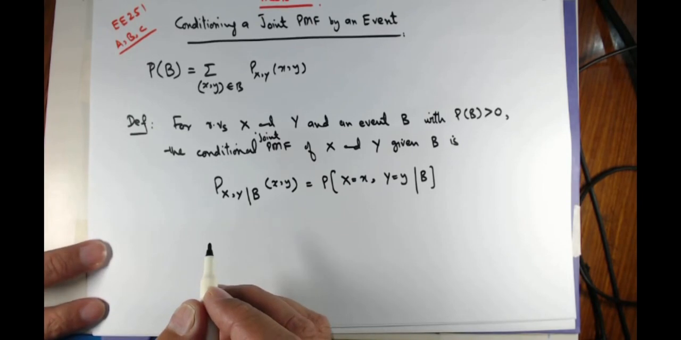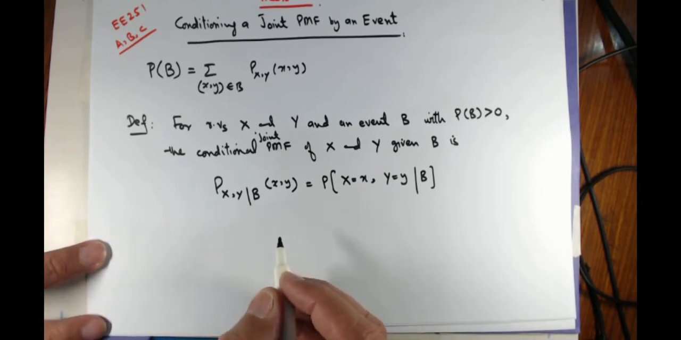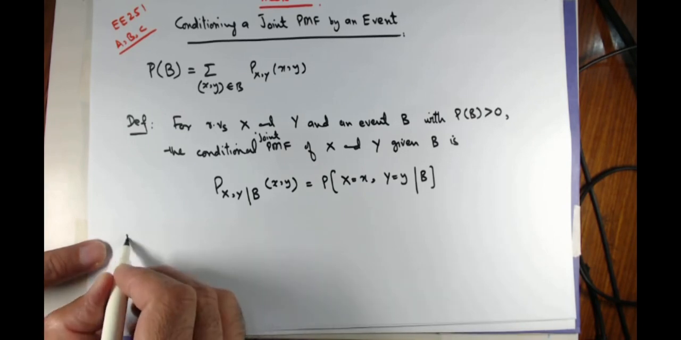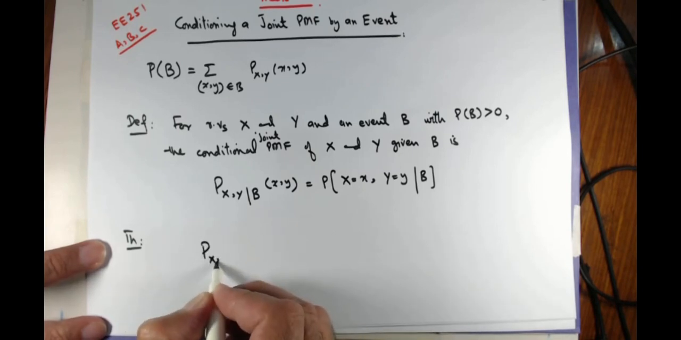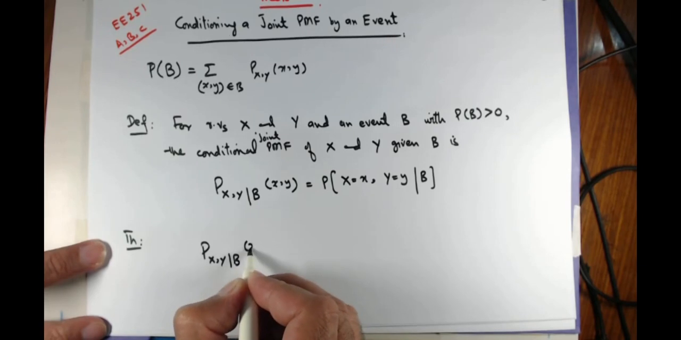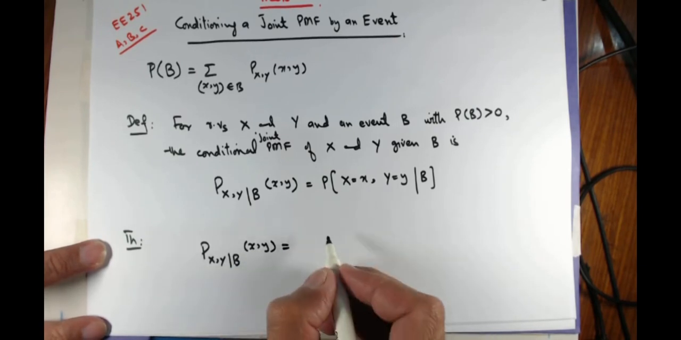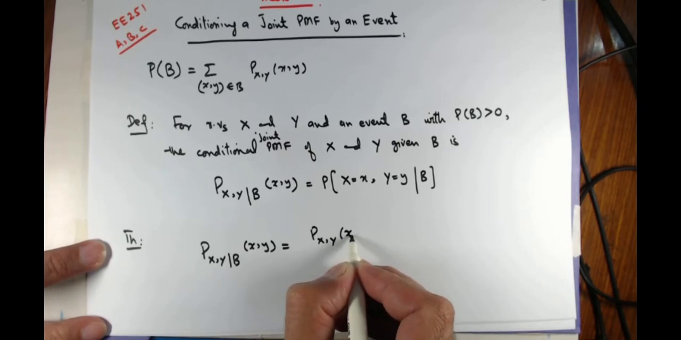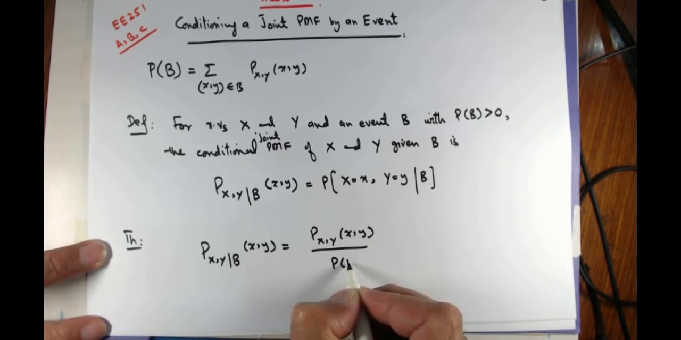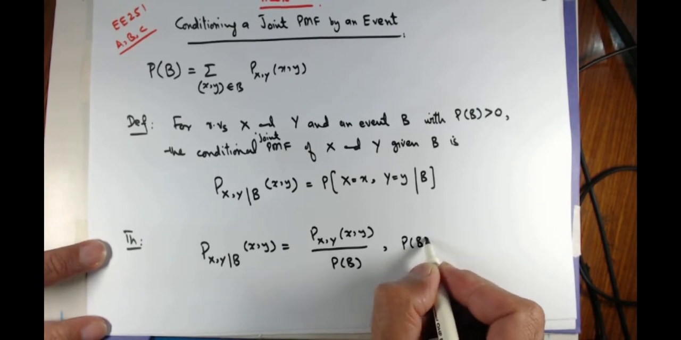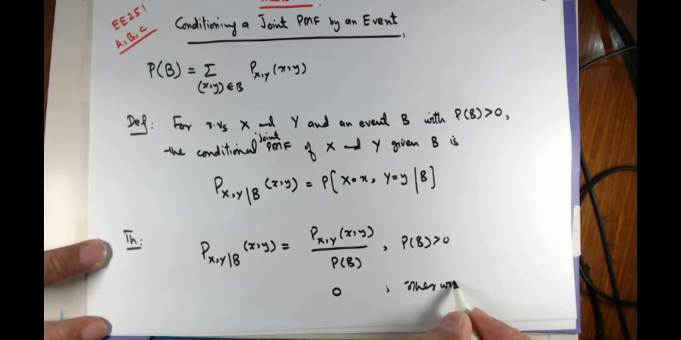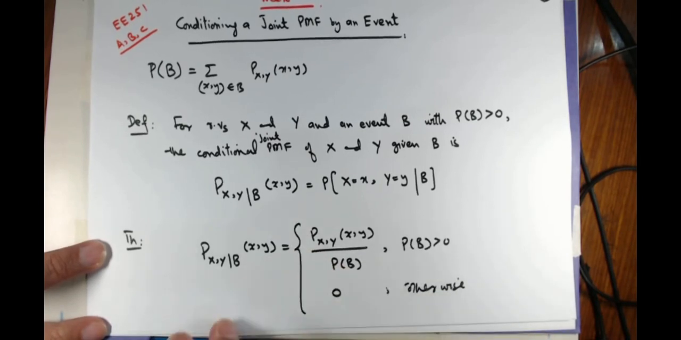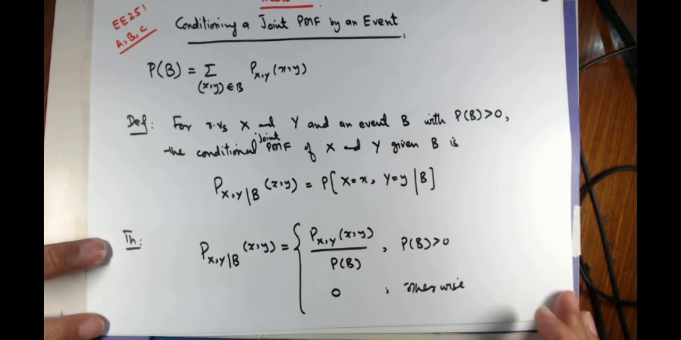To calculate the conditional distribution in this fashion, we use a particular formula that is given in the form of a theorem in your textbook, and that says P sub x comma y given B of x comma y is equal to P sub x comma y of x comma y divided by P of B, and obviously P of B has to be greater than 0, and it is equal to 0 otherwise. So this is the formula that we have to keep in mind.